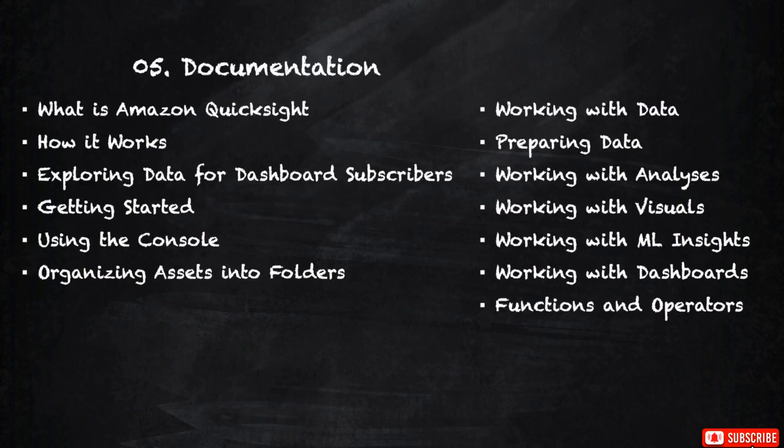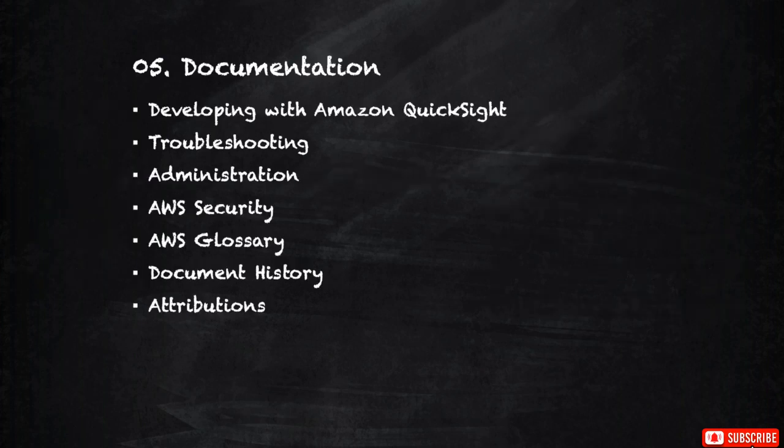In section 5, we talked about documentation. So what is Amazon QuickSight, how it works, exploring data for dashboard subscribers, getting started, using the console, organizing assets and folders, working with data, preparing data, working with analysis, visuals, ML insights, and dashboards, functions and operators, developing with Amazon QuickSight, troubleshooting and administration, AWS security, AWS glossary, document history, and attributions.